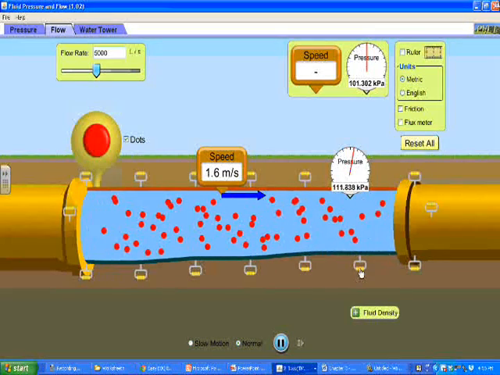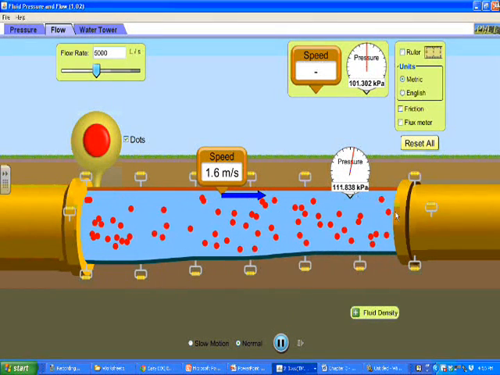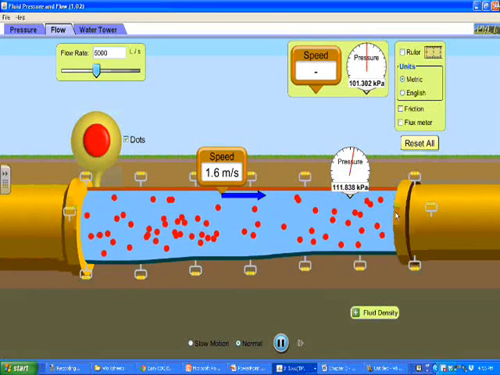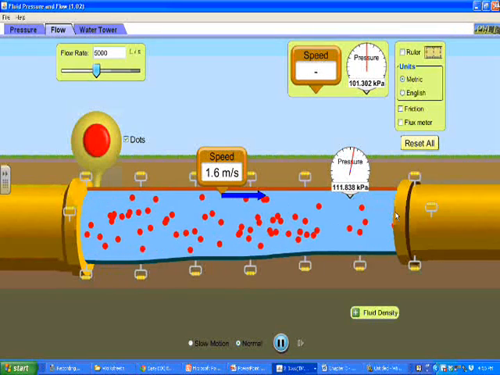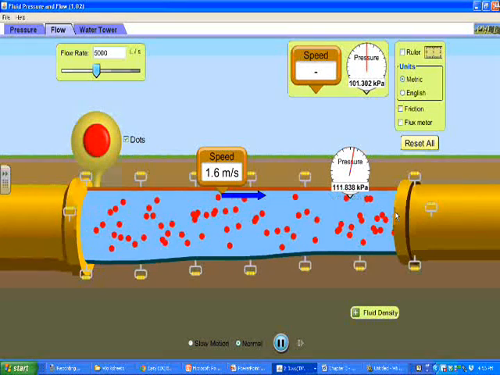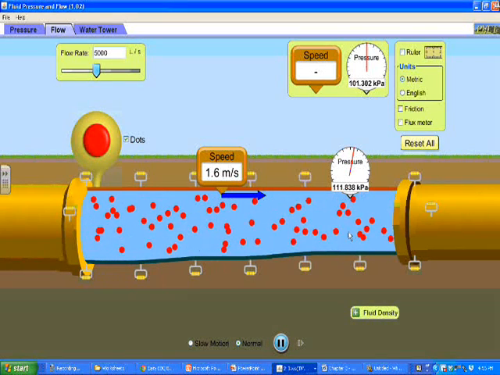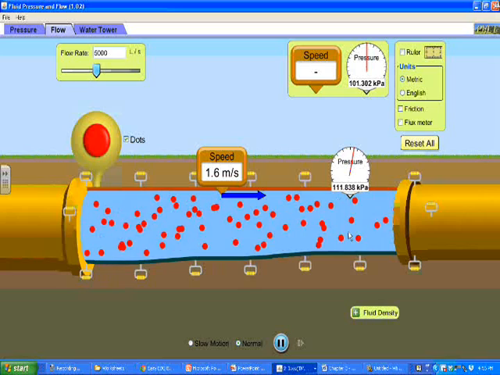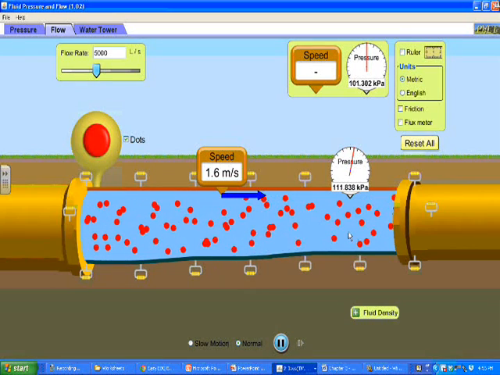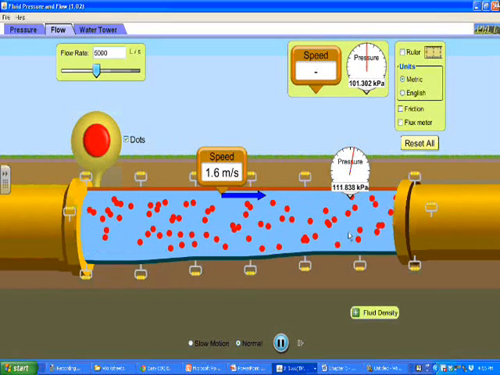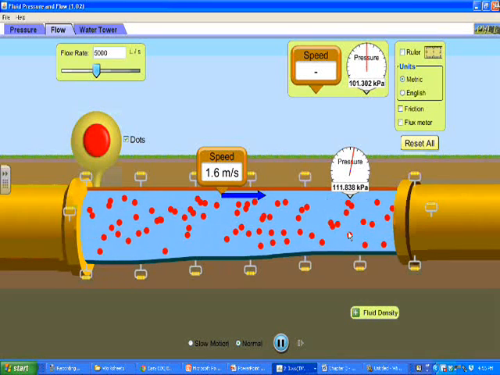So speed has decreased, and if you look, the pressure has increased, because we started at a pressure of 102 kilopascals, and now the pressure has increased. And the reason why the pressure increases is because the water molecules here are moving more slowly, so they have more time to collide with the edges of the pipe, and that creates more pressure in the pipe.